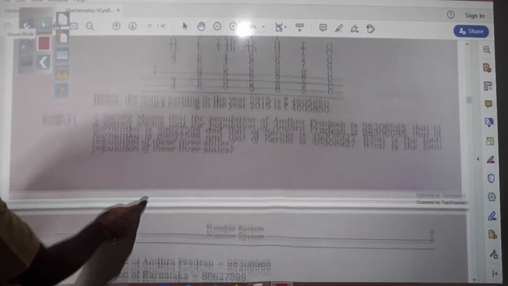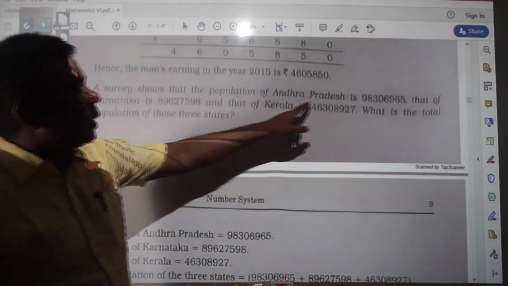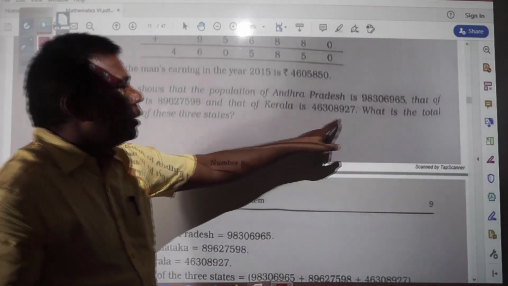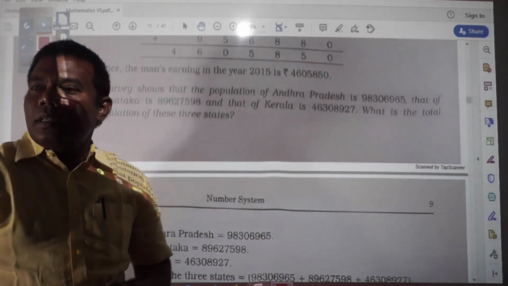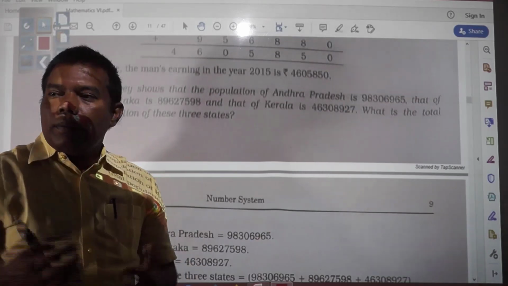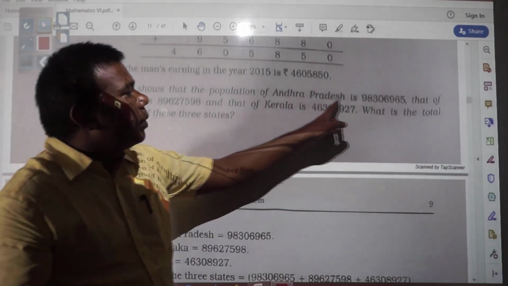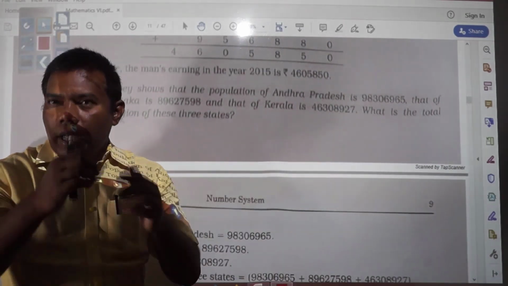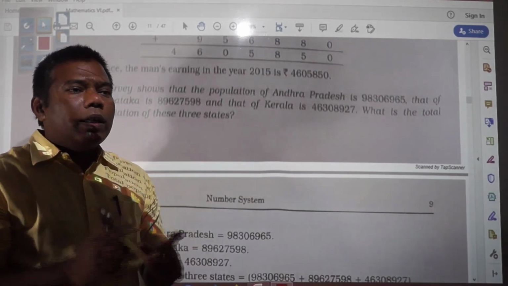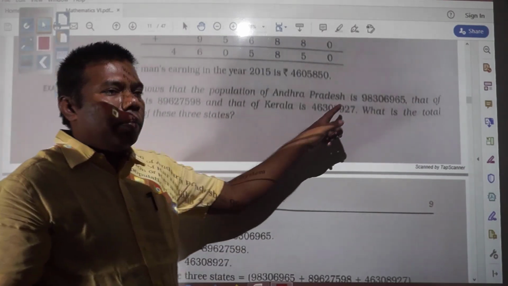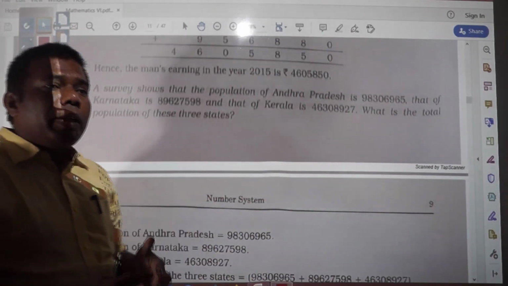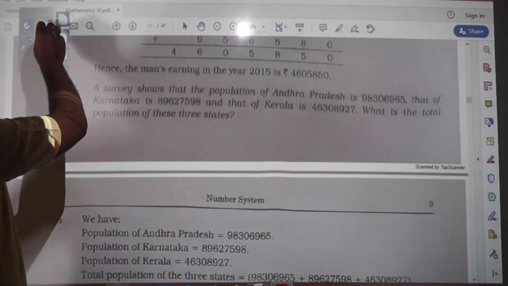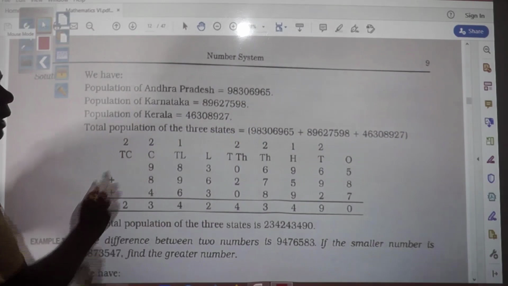Okay. Next you see, a survey shows that the population of Andhra Pradesh is this much, that of Karnataka is this, and that of Kerala is this. What is the total population of these three states? Suppose very simple, smaller numbers were there: population of Andhra Pradesh is 100, Karnataka 200, and Kerala 300. What would you do? You would only add to find the three states' population: 100, 200 and 300. The same thing is required to be done. Numbers are bigger, so write the numbers down properly, or it is better to prepare a number chart, and then add all three numbers and you will get the answer. So what is important? You need to understand the question. Then it can be solved very easily.